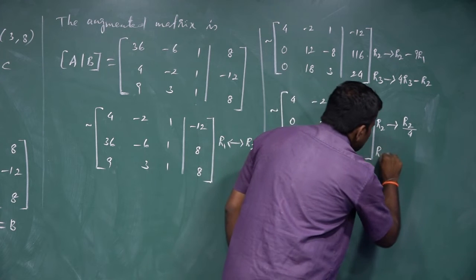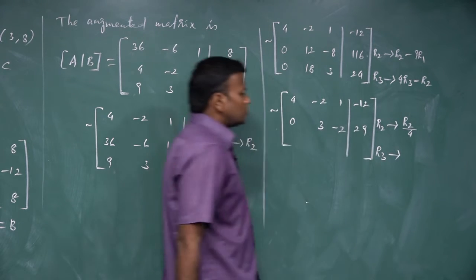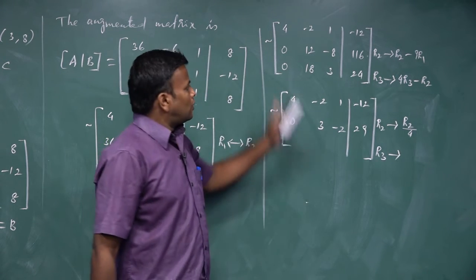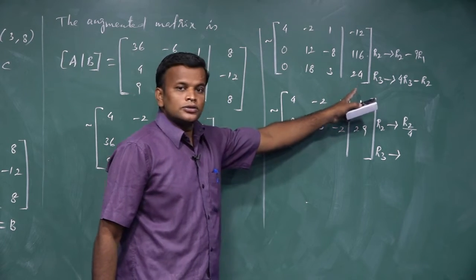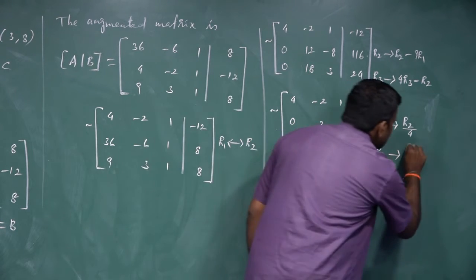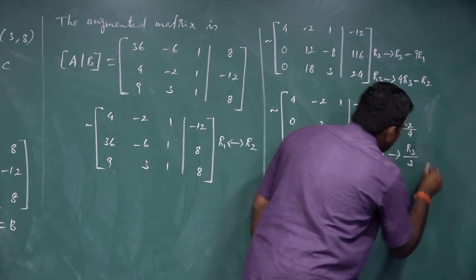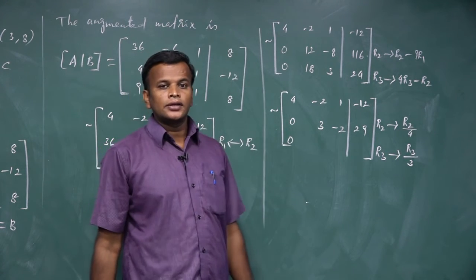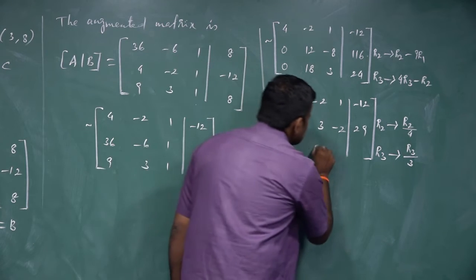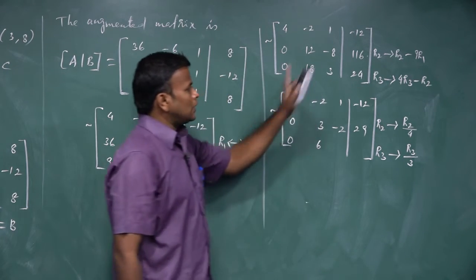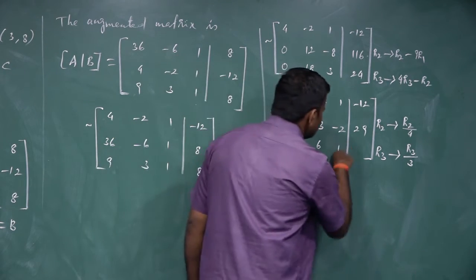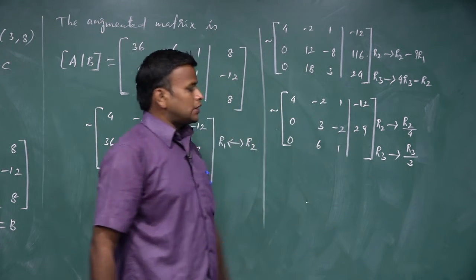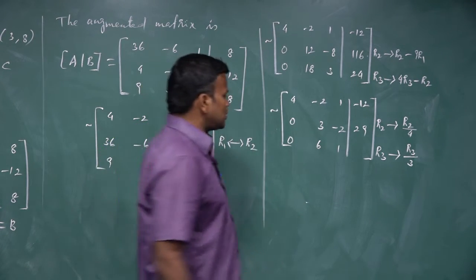And I write R3 also. Okay, R3 has a common number 3, so divide by 3. R3 by 3: 0. 18 by 3 is 6. 3 by 3 is 1. 24 by 3 is 8.